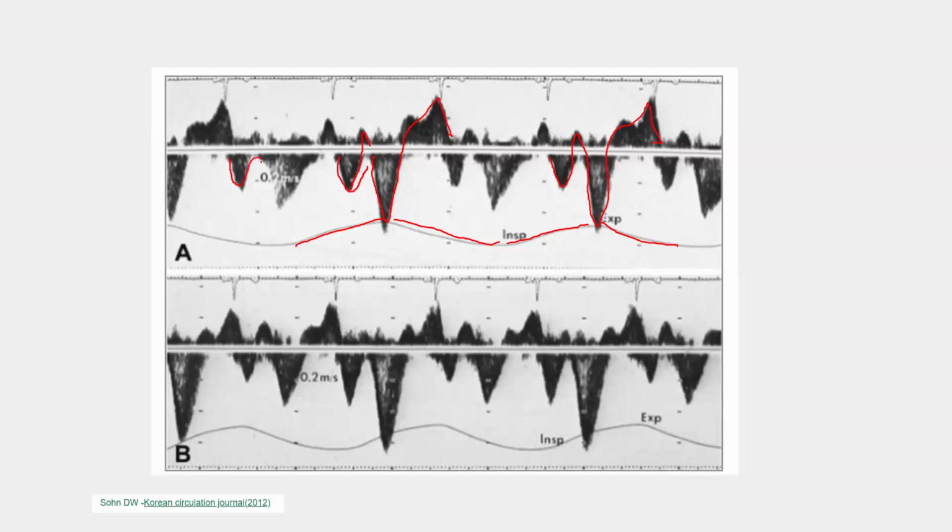This is S. This is D. And this is A. Okay? I want you to compare A of the inspiration with the A of the expiration. Which one is more? Expiration. Exactly. This is the A of the inspiration, and this is A of the expiration. So here what do I have? I have increased expiratory flow reversal in diastole. And this is constriction.